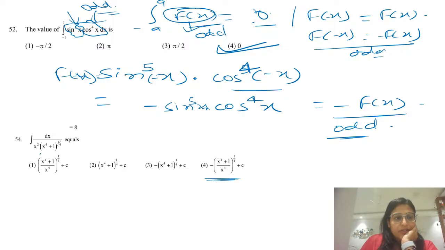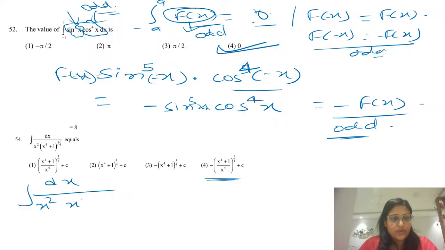Integration here. Integration of x squared over (x⁴ + 1)^(3/4). Here we can assume x⁴ + 1 as t and proceed further. But before doing this, we can take x⁴ common from here. Outside it will become (x⁴)^(3/4), and inside it is (1 + 1/x⁴) dx.